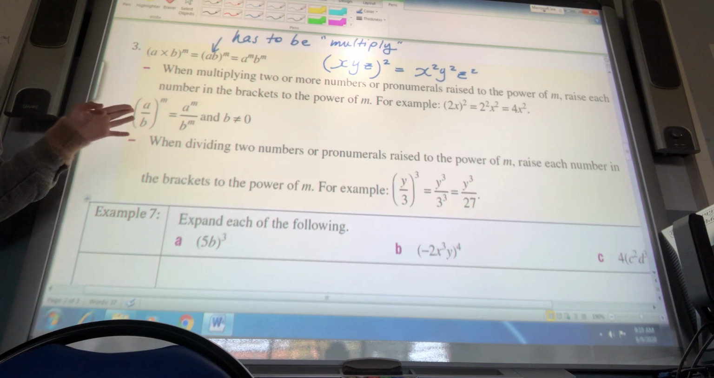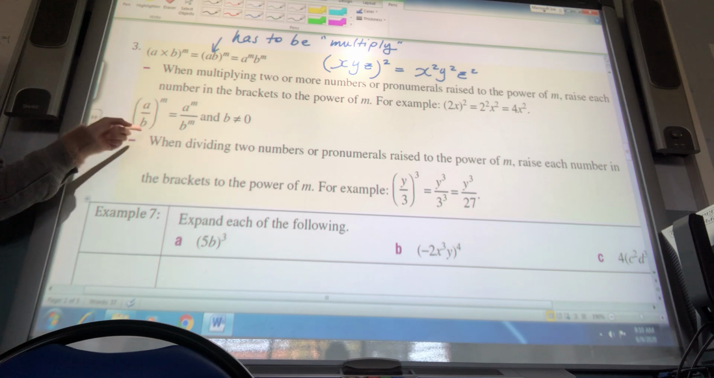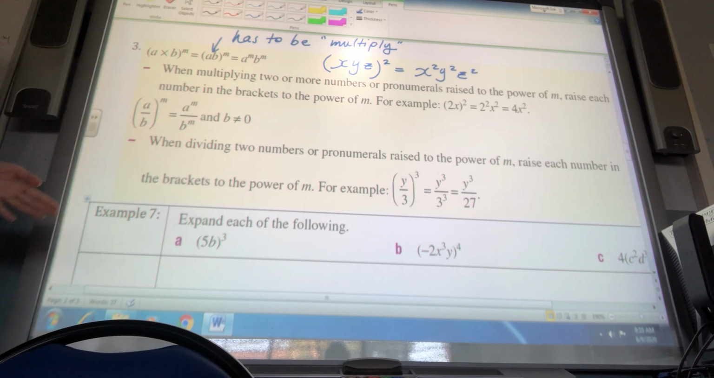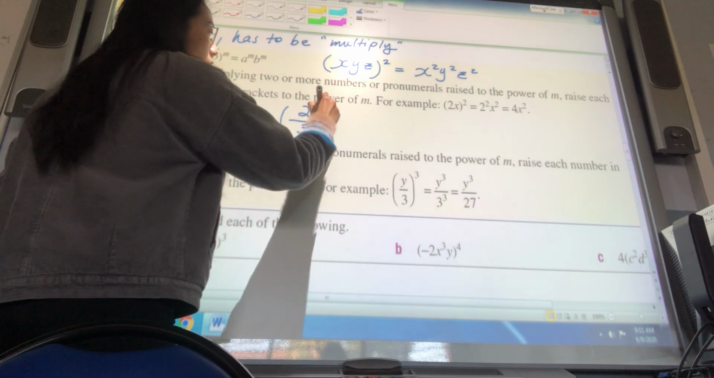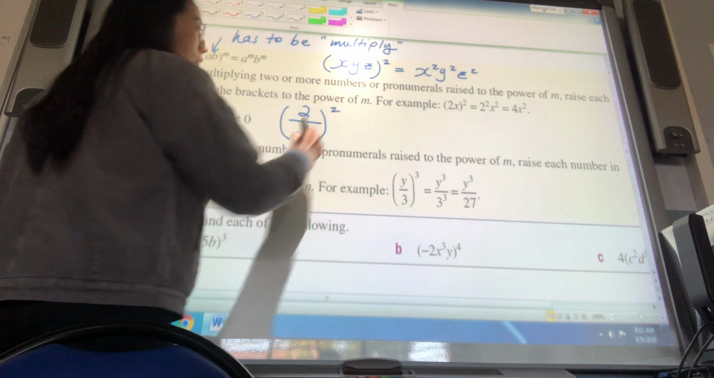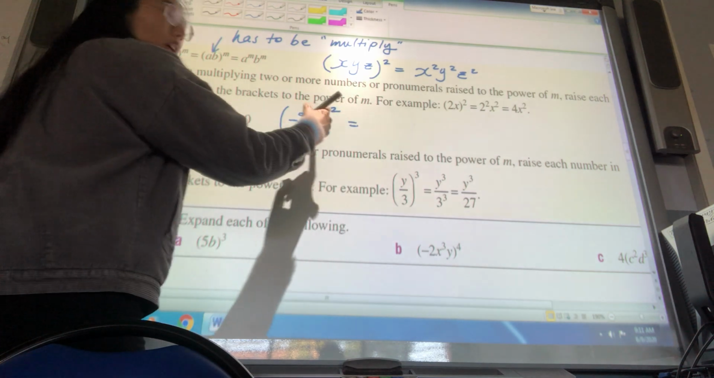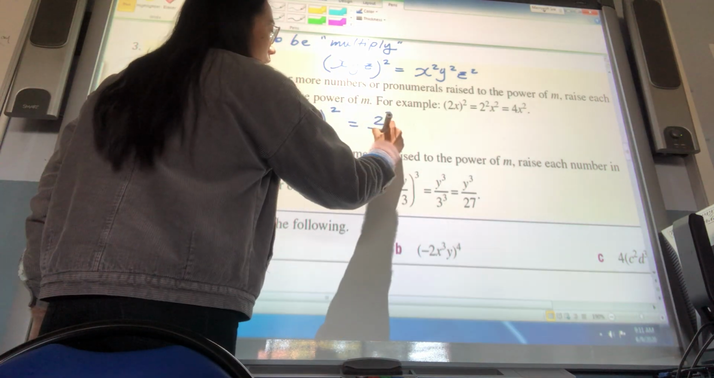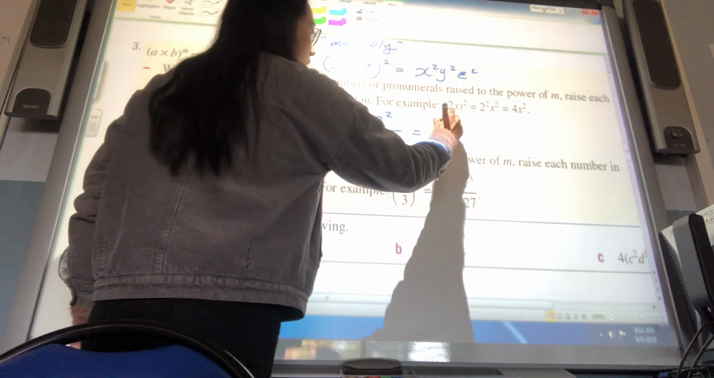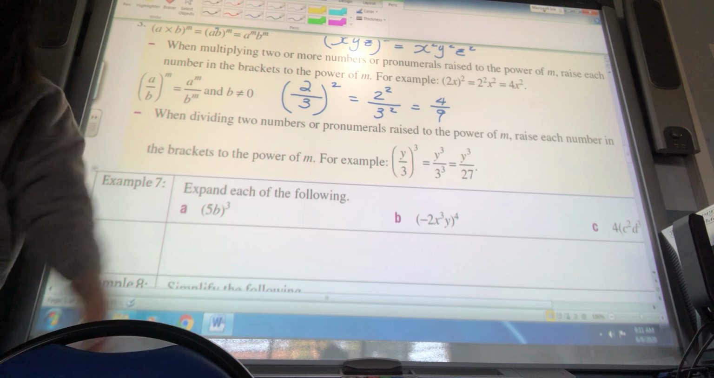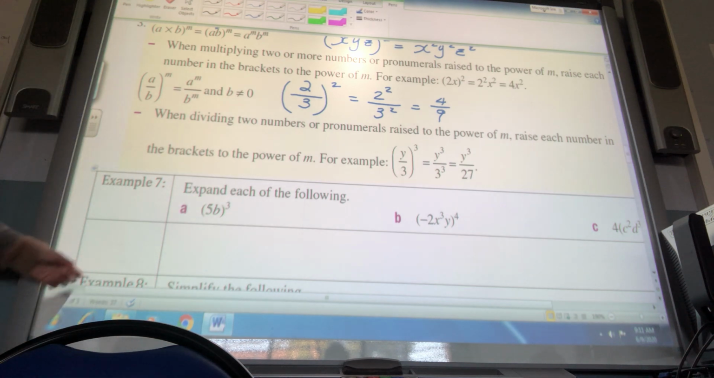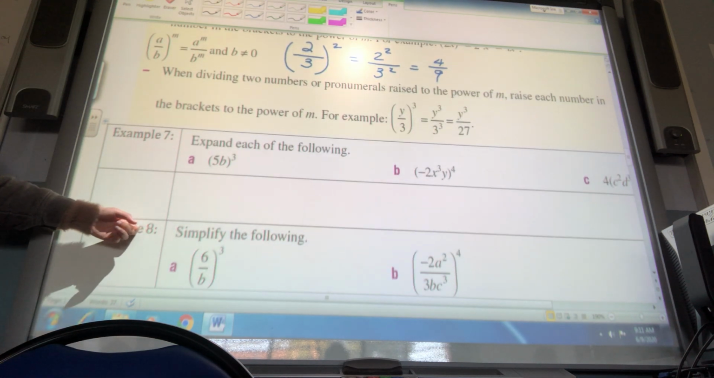Same thing happens for division. So with division, if you have a over b, the whole thing to the power of m, then this power applies to both top and bottom. So for example, if you have 2 over 3, the whole thing to the power of 2, then this will become 2 squared on the top over 3 squared on the bottom. So this is 4/9. Yeah, and there's another example given by the question already.